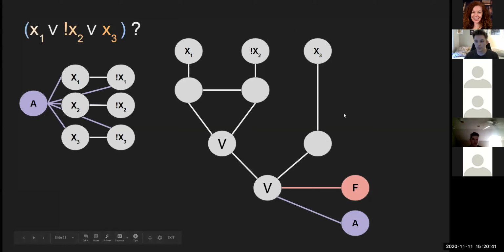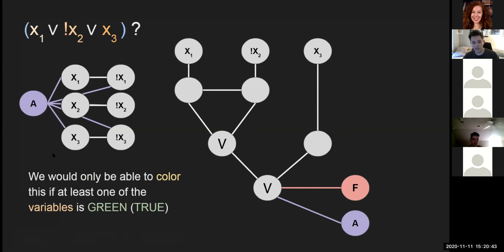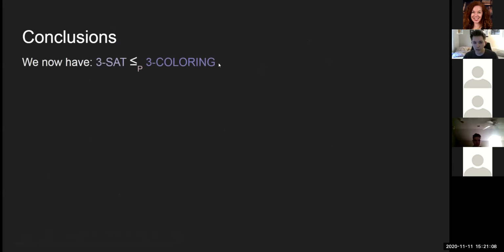All right, cool. So like I said before, it will only be colorable if at least one of these variables is true, and we can extrapolate that so that we know that there is only a coloring solution if the problem is satisfiable. They are one-to-one like that. All right, so that is a proper reduction. So now we get some takeaways from that. So we know now that 3-SAT is reducible to 3 coloring.